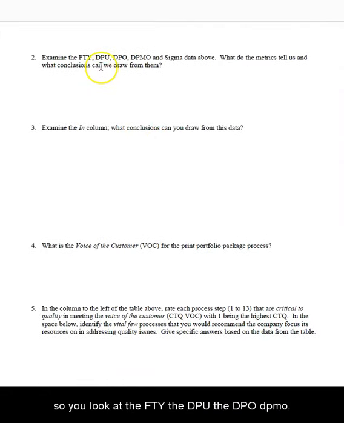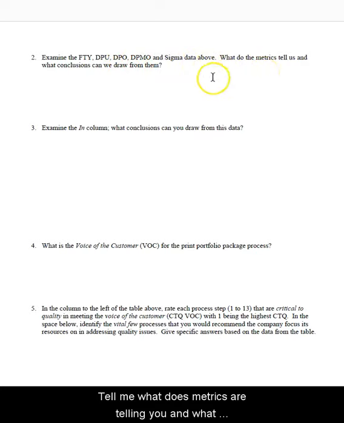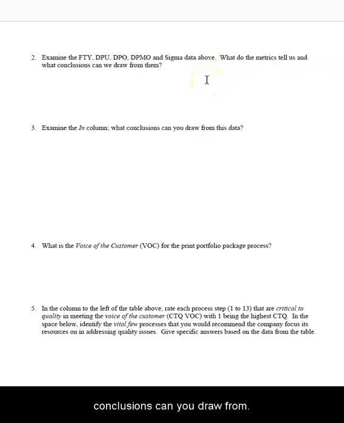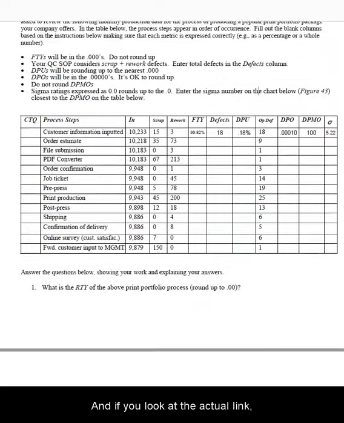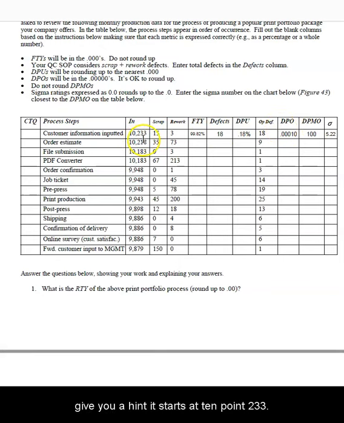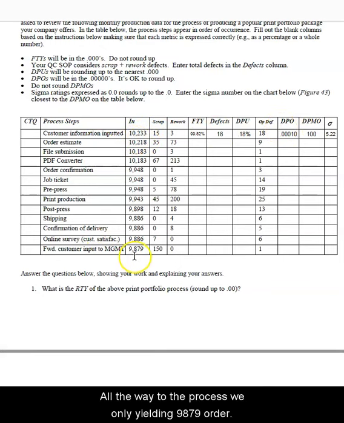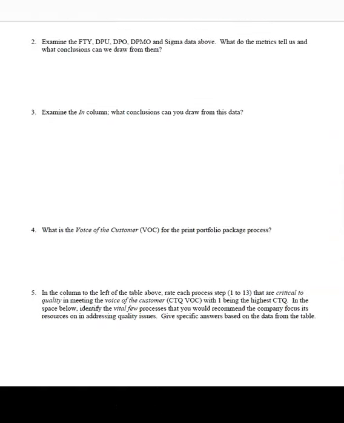So you're going to look at the FTY, the DPU, the DPO, DPMO, and the sigma level, sigma data above, and you're going to tell me what those metrics are telling you and what conclusions you can draw from them. What can the in column tell us? If you look at the actual income, I'll give you a hint. It starts at 10,233. Then all the way through the process, we're only yielding 9,879 orders. So somehow or another, we lost some orders. That's telling us something's going on in the process.